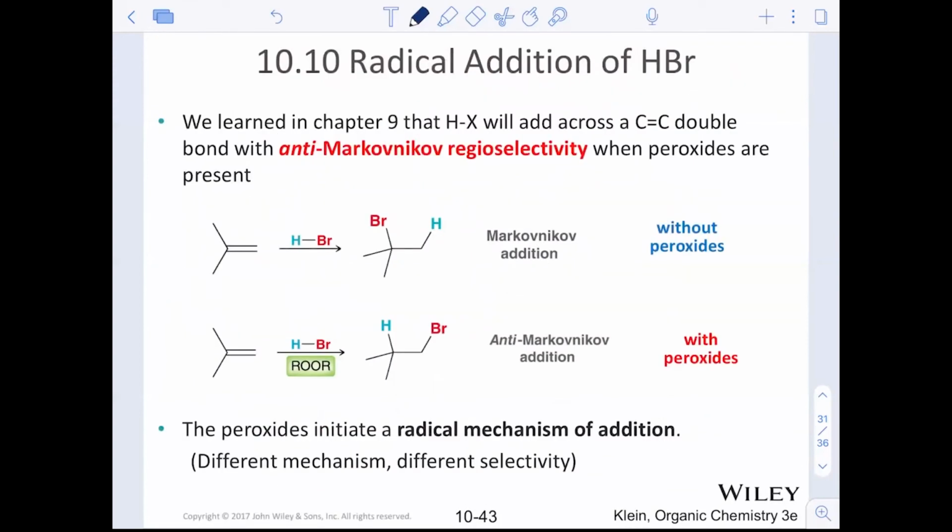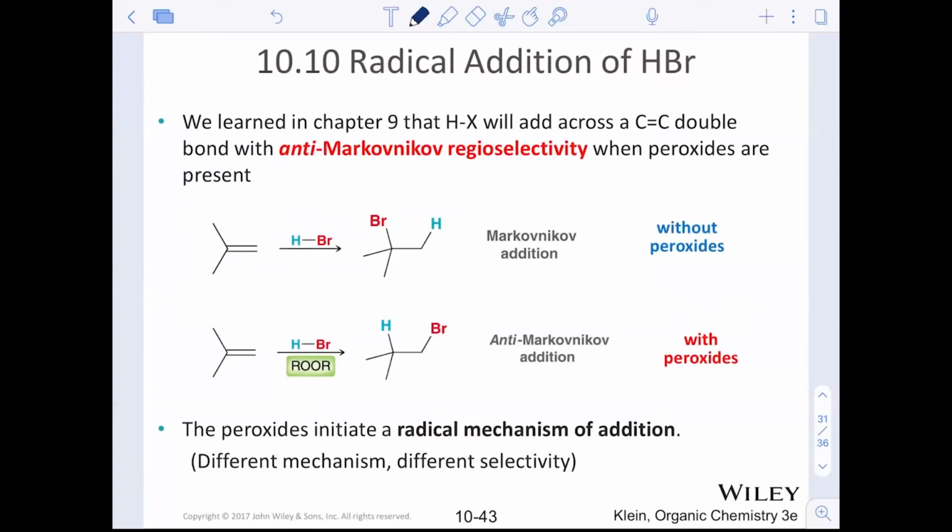Radical addition of HBr. We saw this in chapter 9. We're going to now do the mechanism in chapter 10. I held off doing the mechanism at first because I wanted to make sure we had a very good foundation in radicals before getting to this mechanism.